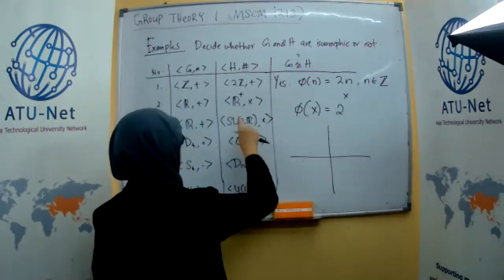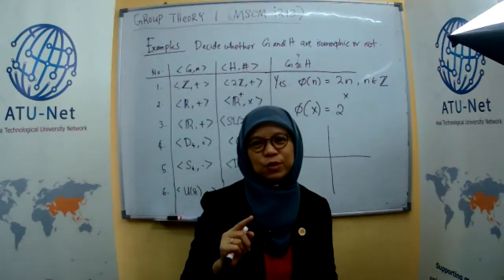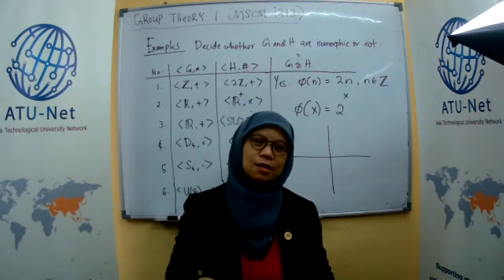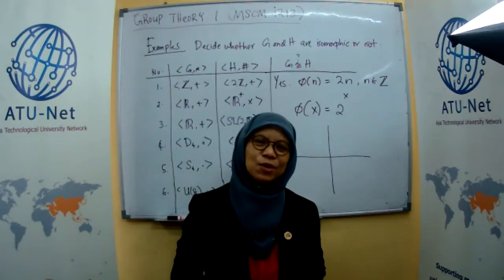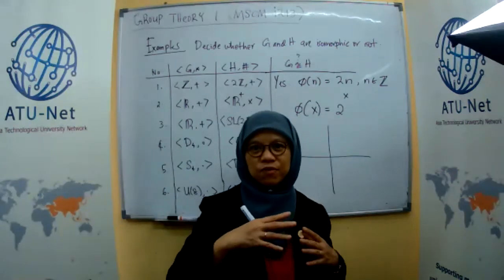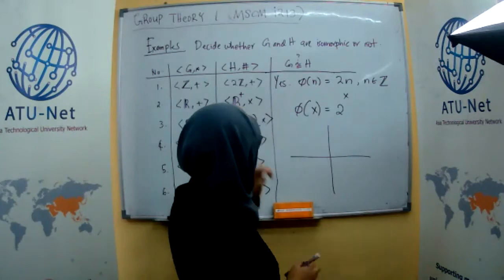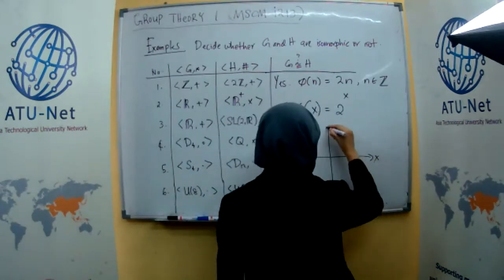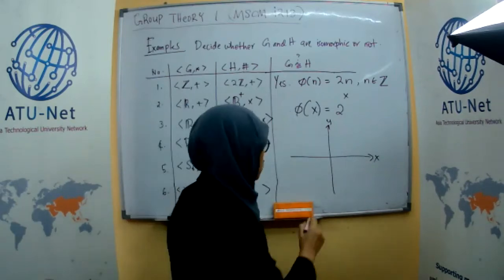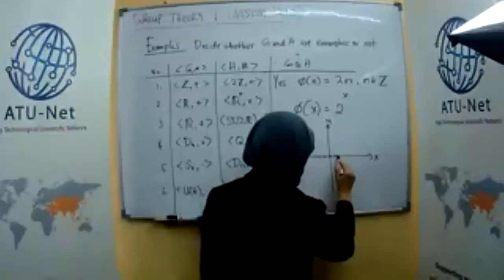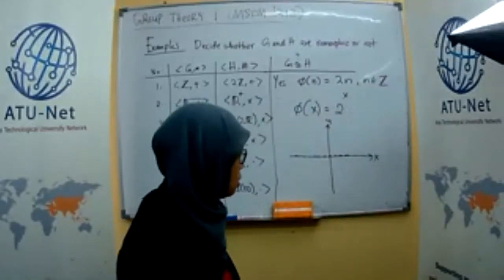Because I need onto. How do you draw a function which is one-to-one and onto on the xy axis? Onto means it has to cover the codomain, which is R plus. So it has to cover this to the top, without this. This is not included. It has to cover all. Draw a function that covers all.